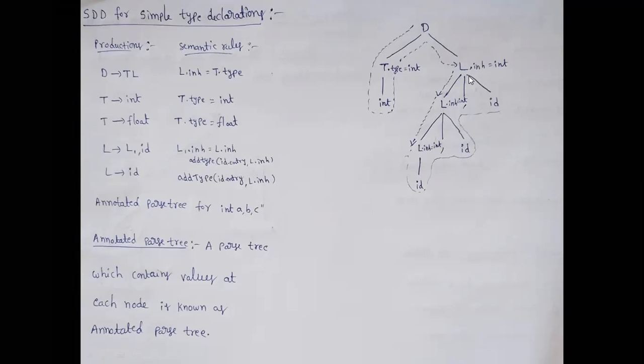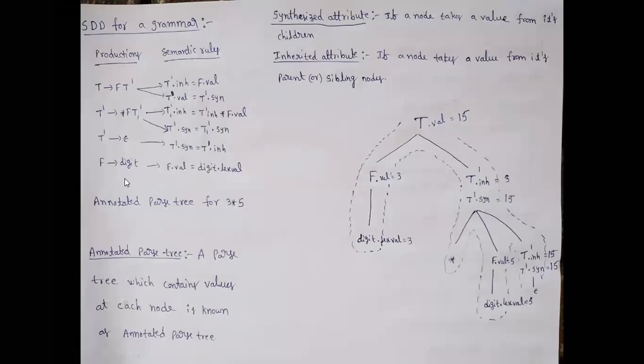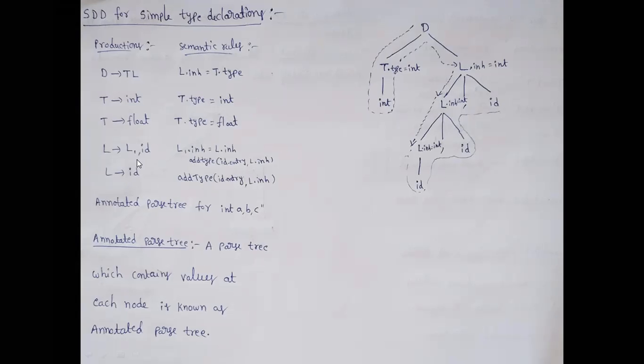So here L produces L1 comma ID. Then again L produces ID. So here we are having two productions, L produces L1 comma ID and L produces ID. We are considering this one, L produces L1 comma ID, so we are having three identifiers. Then we are taking this production, where we are getting two identifiers. So in our expression we are having three identifiers, then we need to consider this production here.